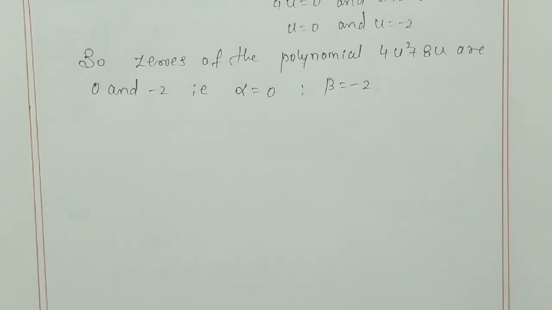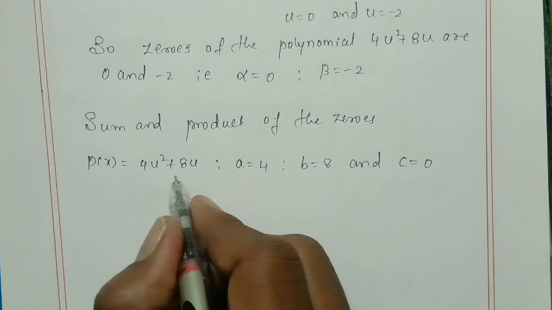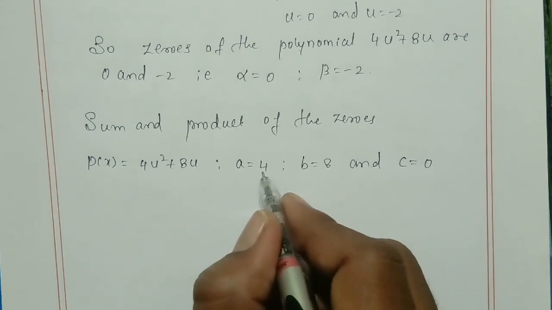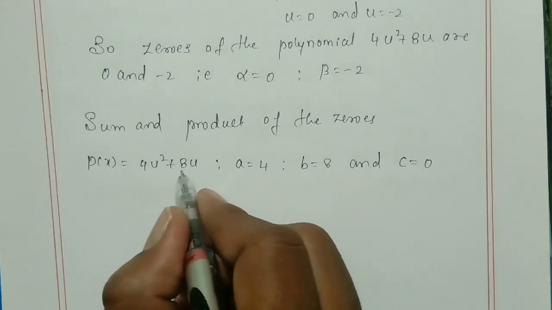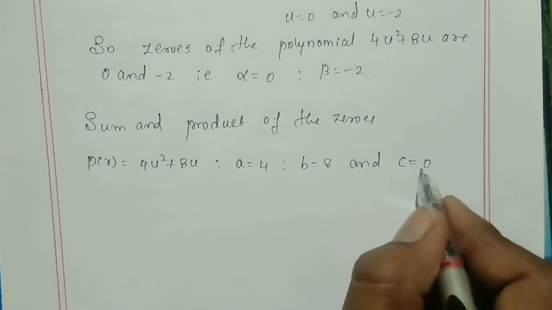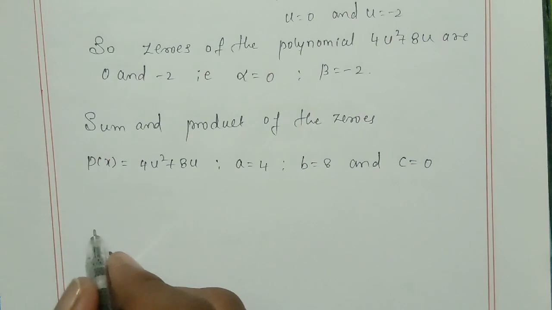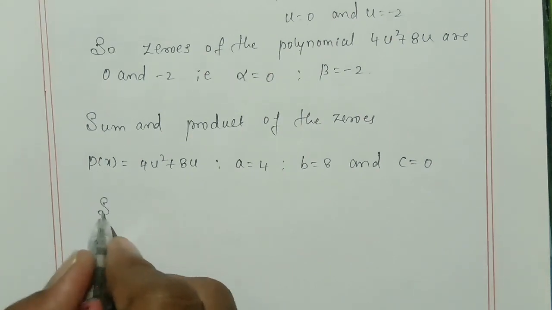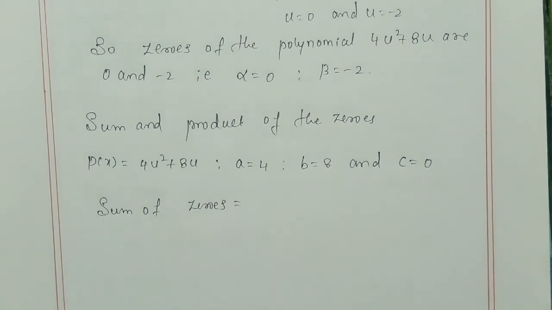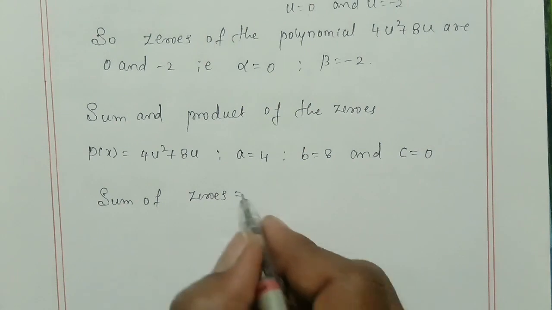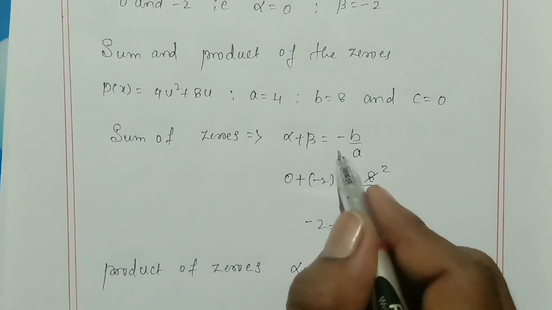Okay, next you can find the sum and product of the zeros. Given polynomial p of x is equal to 4u square plus 8u, and the coefficient of u square is 4, that is a, and b value is the coefficient of u, and c is the constant, that is 0. Here there is no constant term. Next you can write the sum of zeros, which is equal to alpha plus beta. Alpha plus beta is equal to minus b by a.